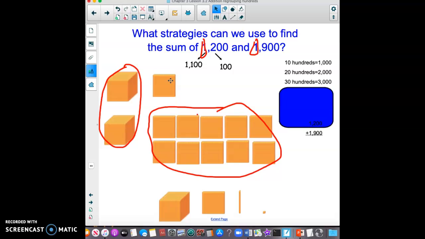And then I've just got this one more 100 left. 3100 is pretty easy to put together. I ended up, well, let me show it to you one more way. So one way that we solve this is by decomposing the 1200 into 1100 and the other 100. I put that 100 with the 900 to make 1000.